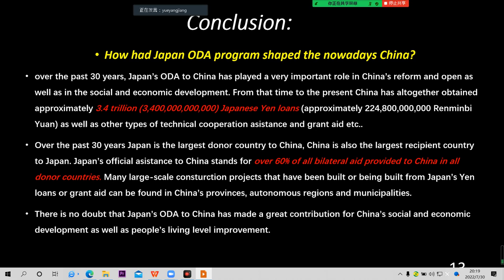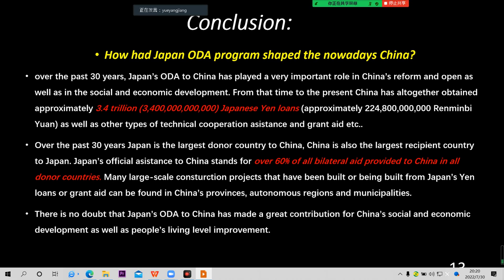Over the past 30 years, Japan's ODA to China has played a very important role in China's reform and opening up, as well as its social and economic development. From that time to the present, China has altogether obtained approximately 3.4 trillion Japanese yen in loans, as well as other types of technical cooperation assistance and grant aid. Over the past 30 years, Japan is the largest donor country to China, and China is also the largest recipient country of Japan. Japan's official assistance stands for over 60% of all bilateral aid provided to China from all donor countries.